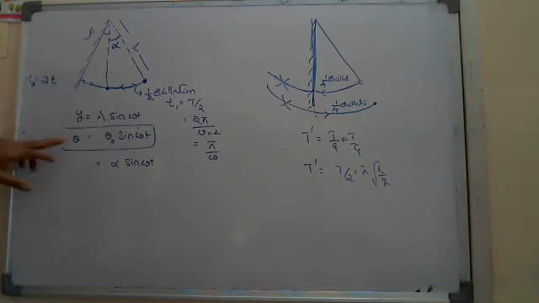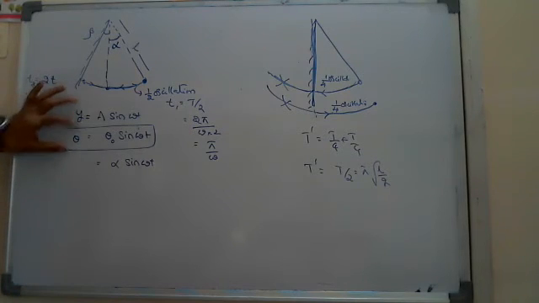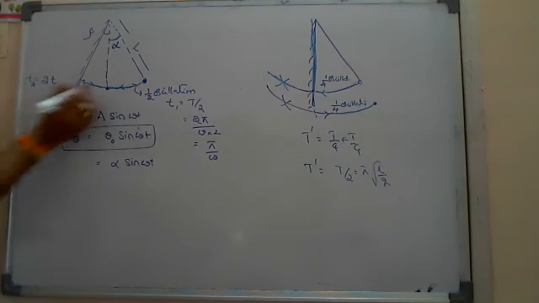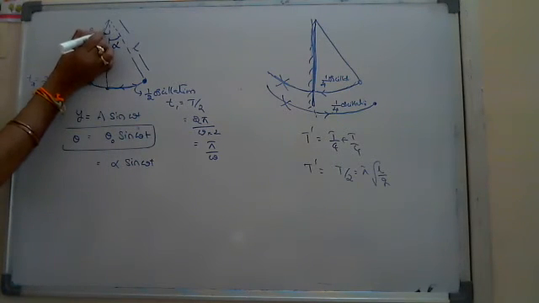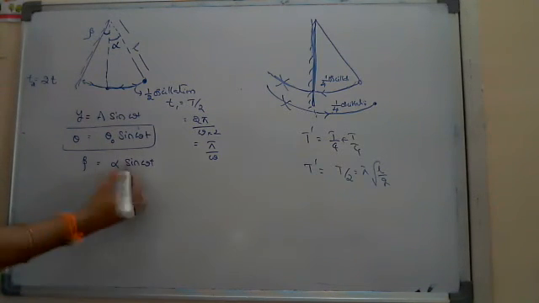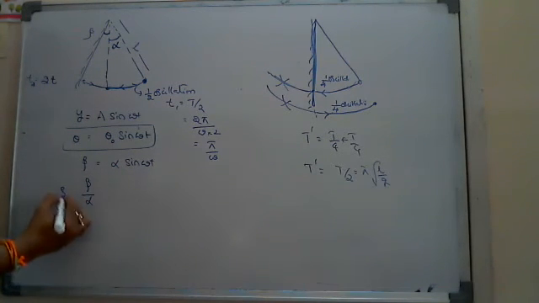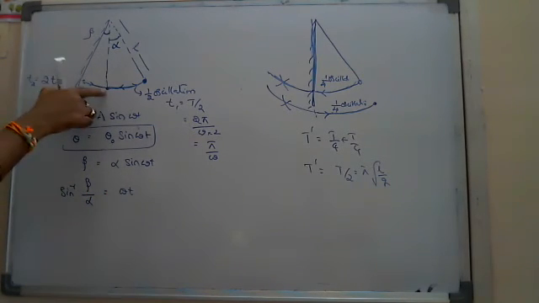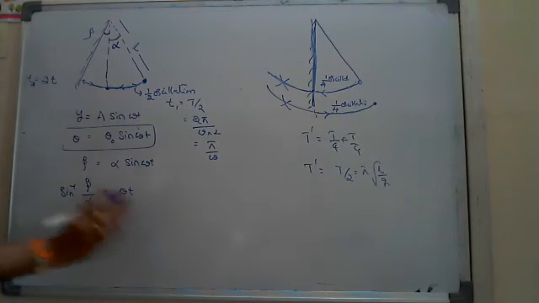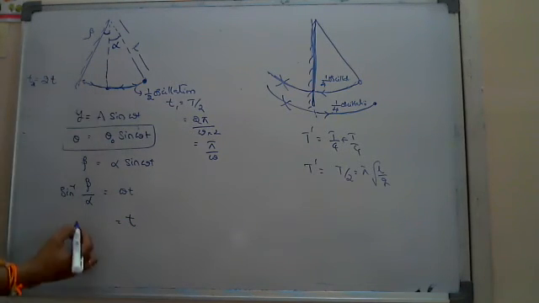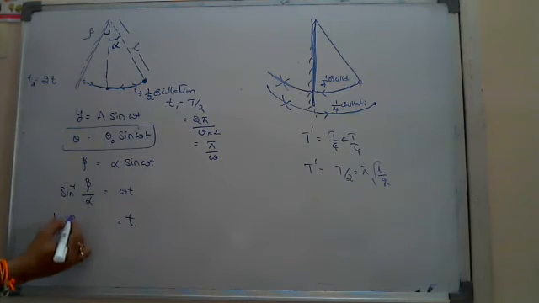That T I am going to find out using this angular amplitude, angular displacement equation. Look at from here to there, the angular displacement is given as beta. So theta is beta. So I will get beta by alpha, sine inverse, is equal to omega t. Therefore, time taken for one motion is 1 by omega into sine inverse beta by alpha.